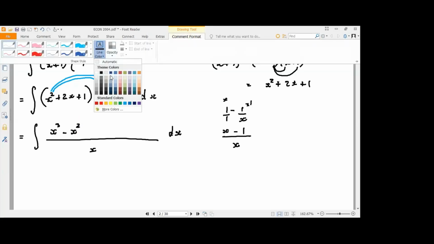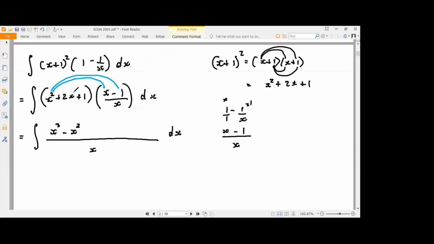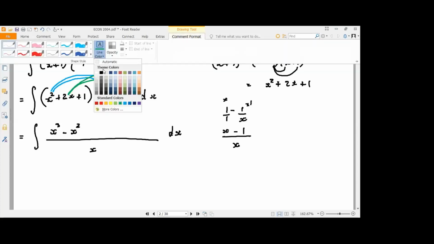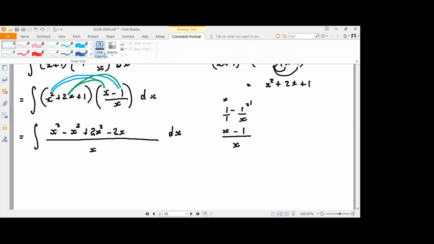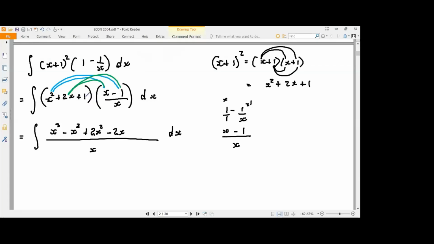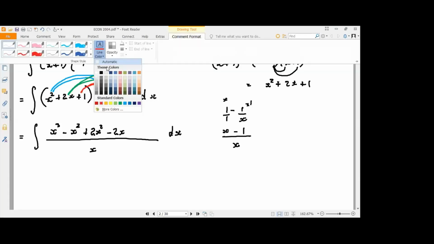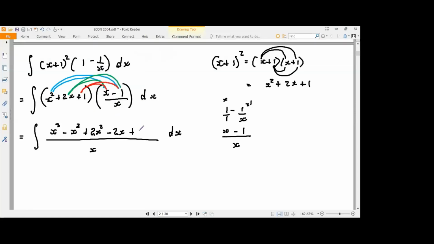Then we go to the second one. I have 2x times a minus 1. When we work that out, 2x times x gives me a plus 2x squared. Then 2x times a negative 1 gives me a minus 2x. All right. Then let's do the last one, which is 1 times x, and then 1 times minus 1. What we get when we do that is plus x minus 1, right?